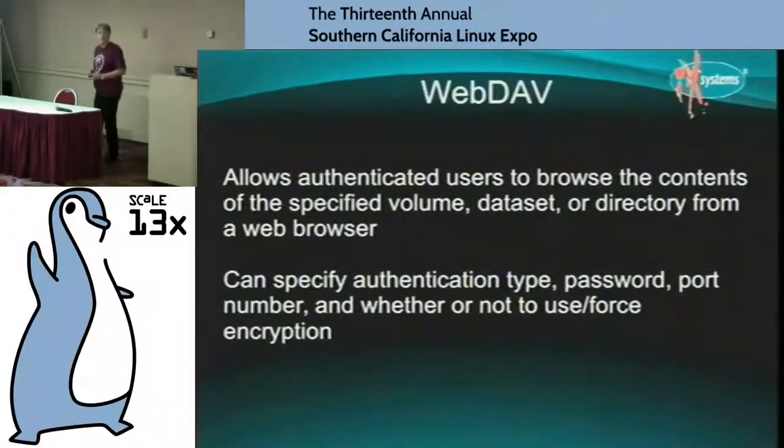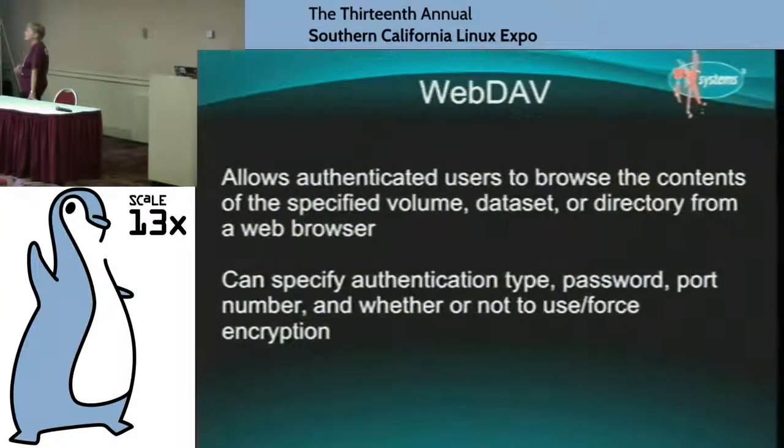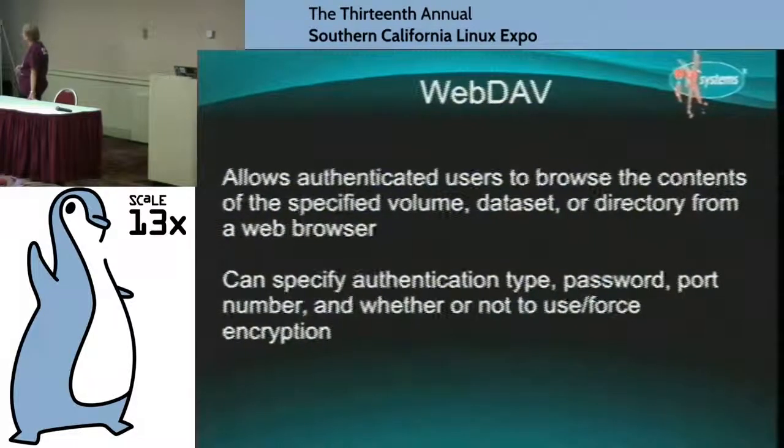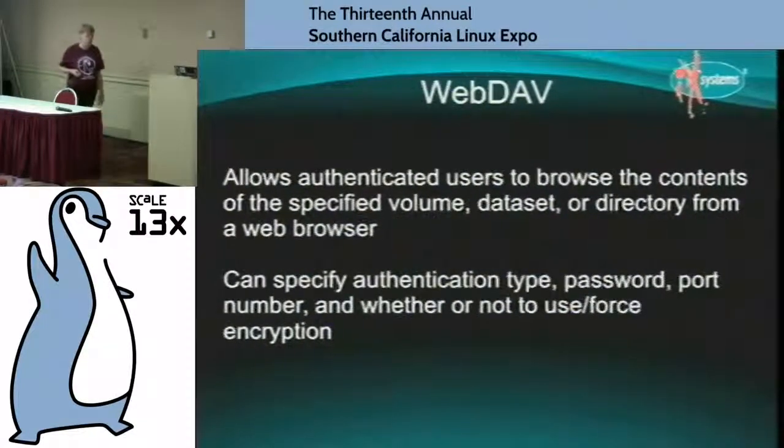One of the things people have been wanting for a long time is the ability to do WebDAV, so you can actually see what's on your FreeNAS system. It's easy to create WebDAV shares, and you can either keep them as browse only or use a WebDAV client if you want them to be writable. You can specify what type of authentication, and these are always authenticated, so people aren't going to find your data by mistake. And you can specify alternate port numbers and whether or not to use encryption.